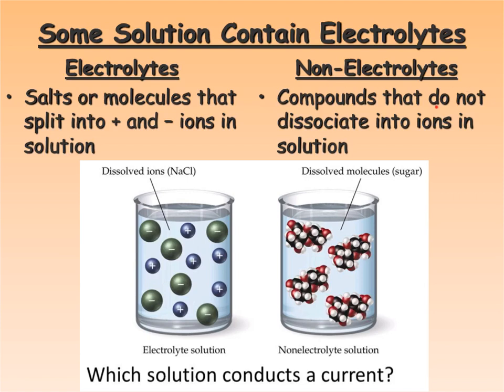Non-electrolytes are compounds that do not dissociate into ions. Remember, ions means charged in solution. So like sugar or sucrose is a great example. We do have the individual sugar molecules in here, but they are not breaking apart into ions. So it's a non-electrolyte solution.